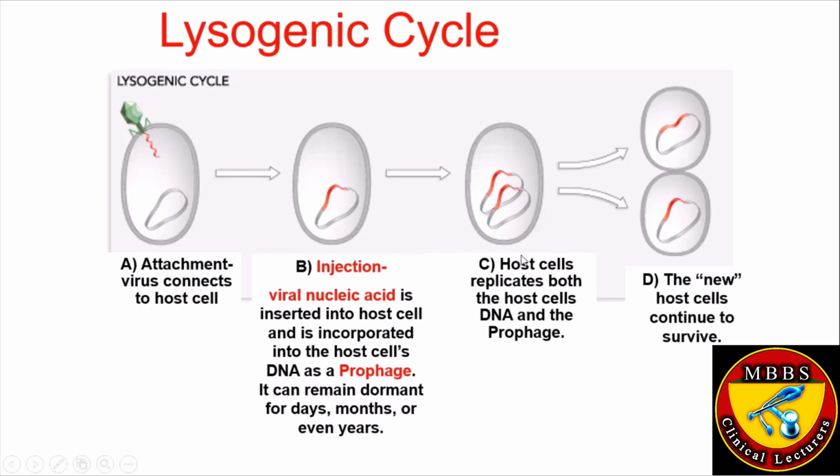So what happened when the host cell replicates, both the host cell DNA and the prophage are going to be replicated. So the new host cells continue to survive having the incorporated DNA, means having both the viral DNA and the host DNA.